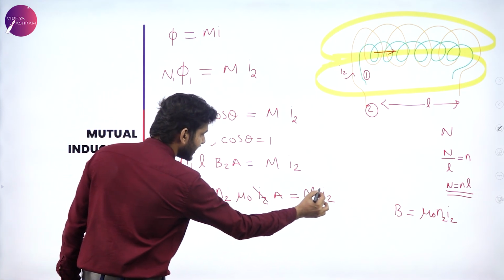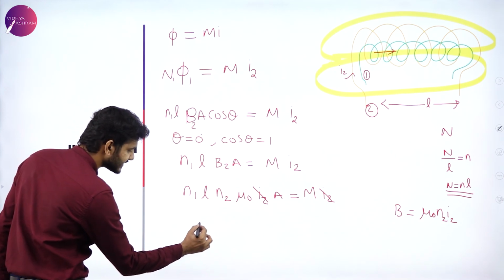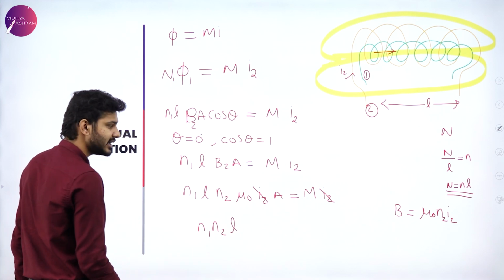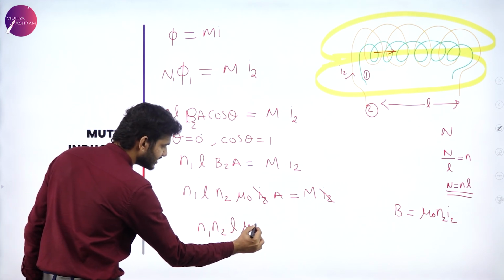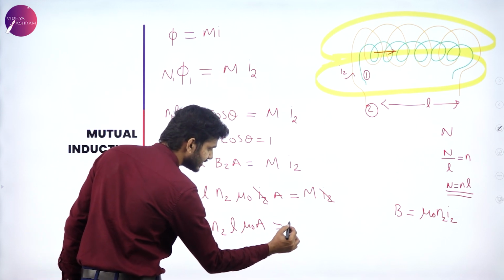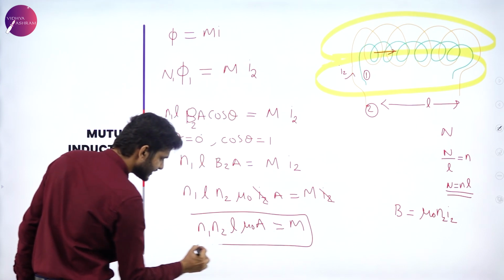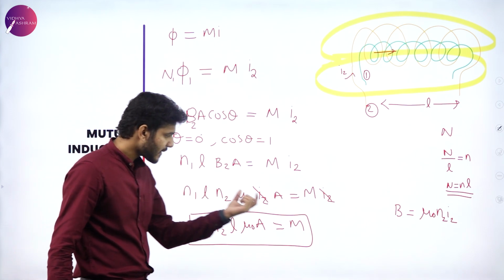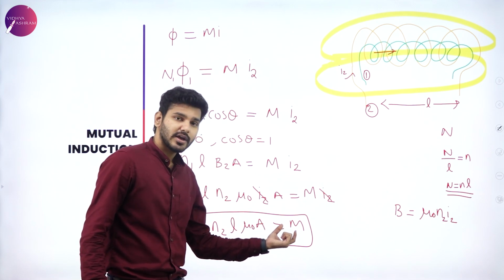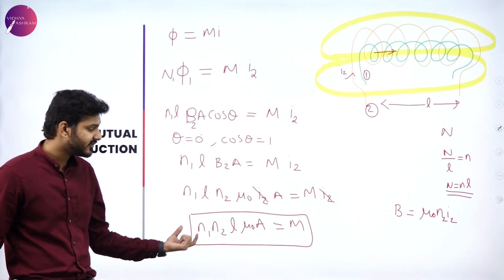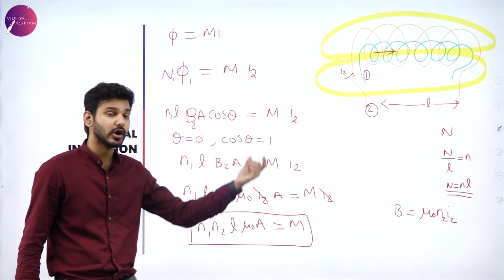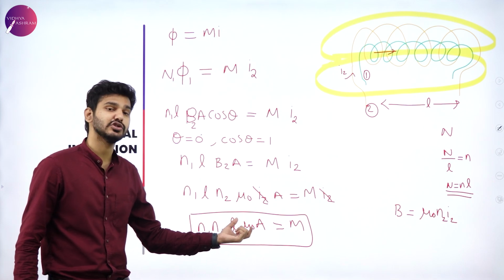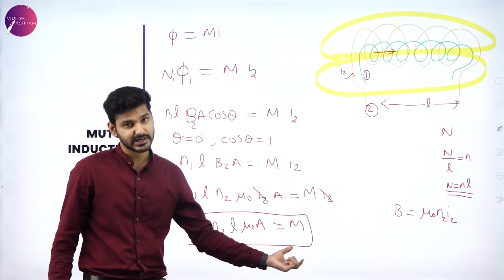So here we can rewrite this equation. We first cancel out the I2 and I2. So we can write it as N1 into N2 into L into mu naught A is equal to M. So this is the first relation we have obtained. That is, mutual induction is related to these coils through this particular formula: N1, N2 into L into mu naught times A will give you mutual induction.